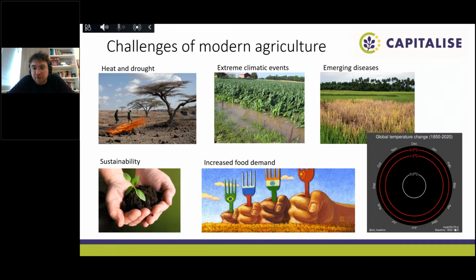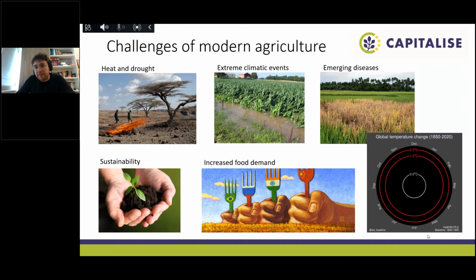We have climate change, which is on the rise. What you see on the bottom right is a GIF, which is not starting, but if it would start, would show you the rise of temperatures across different months in the world, which is quite alarming, but I'm sure that you are all aware of that. And of course, this means increased frequency of extreme events like heat and drought, emerging diseases, extreme climatic events like flooding, and of course, modern agriculture must deal with this by also increasing sustainability and addressing the increased food demand that comes from emerging countries.